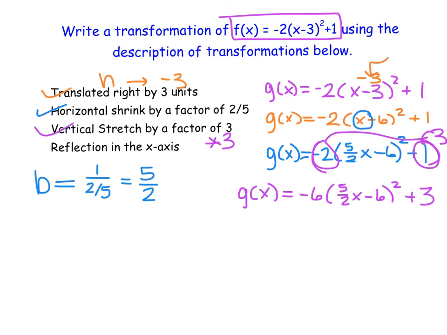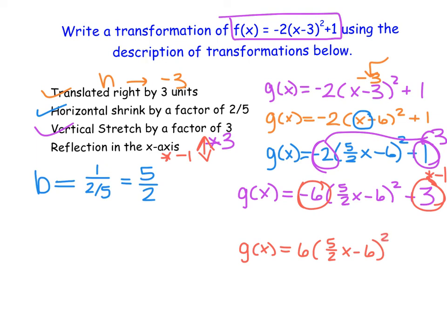Then we've taken care of that one, and the last thing we have is a reflection in the x-axis. Remember, this multiplies by a -1 on the outside because it's a vertical reflection. So we're going to multiply by a -1. So we're going to multiply the 3 and the -6 by a -1. So we end up with g of x is equal to, that becomes a +6, 5 over 2x minus 6 quantity squared, and then that becomes a -3.